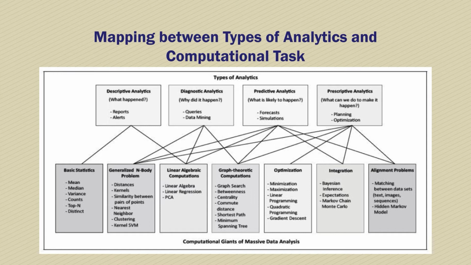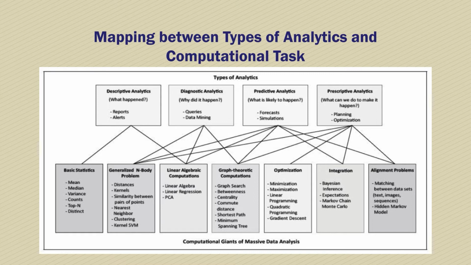And finally, we have prescriptive analytics. What can we do to make it happen? So we use some kind of planning techniques. We use some kind of optimization techniques where we use linear programming. We use quadratic programming. We use gradient descent techniques to find out what we can do to make it happen.